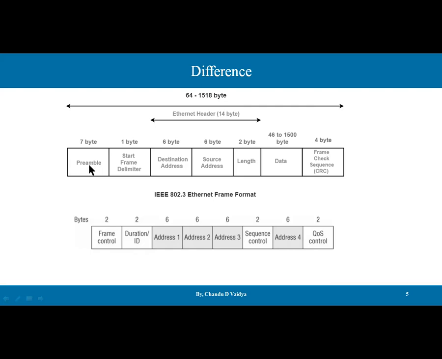Preamble is going to be a preface kind of thing. Start frame delimiter: here the frame started. Destination: where it is going to be sent. Source: who is sending it. Then the length of that, the actual data, and the check, which is for error checking and correction.